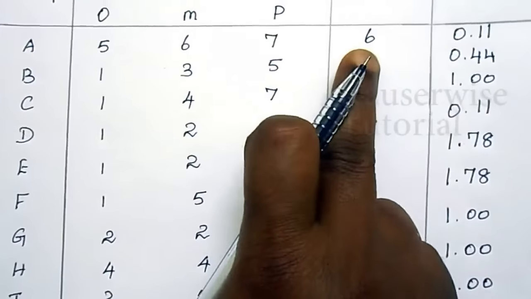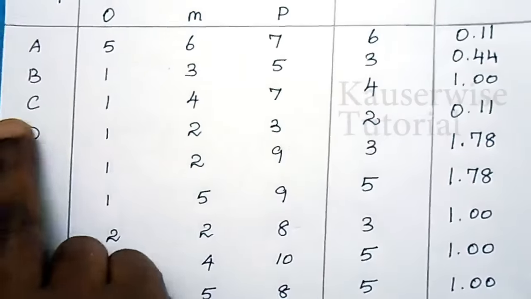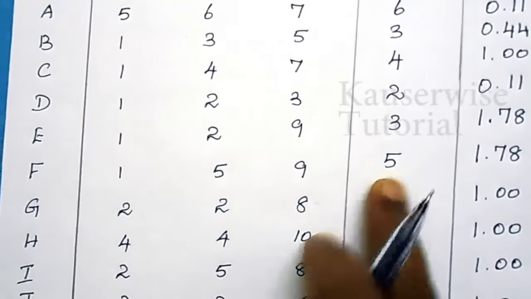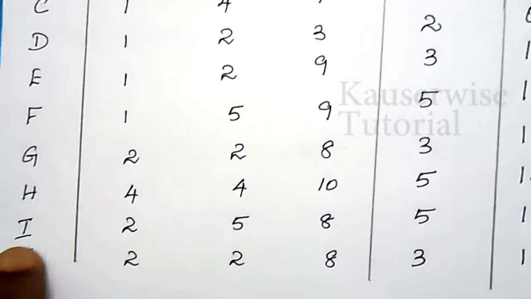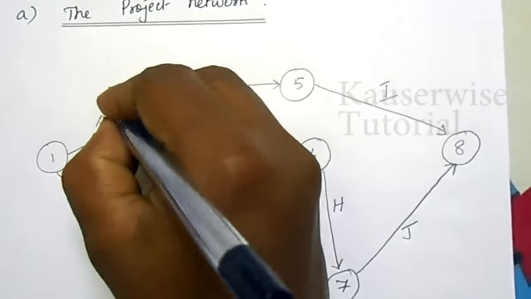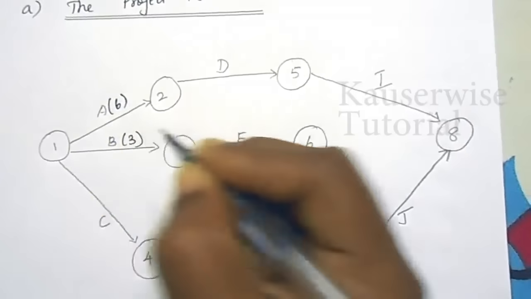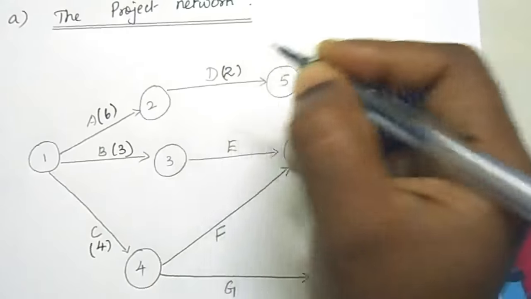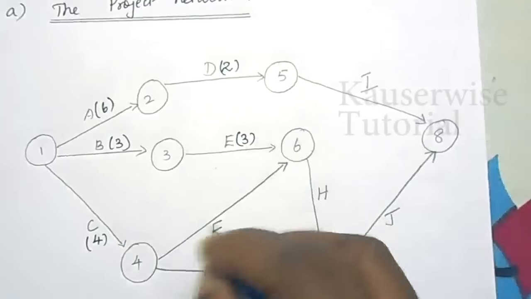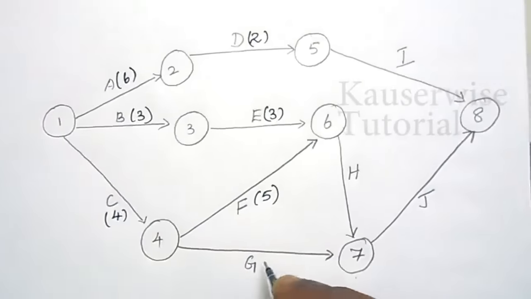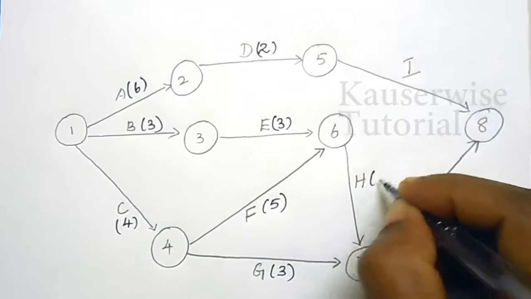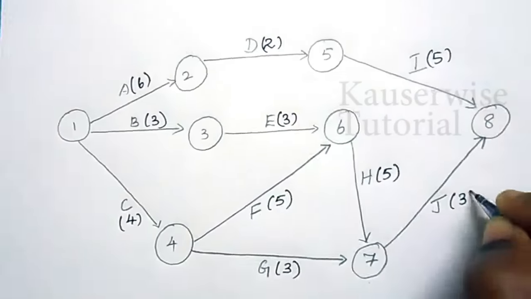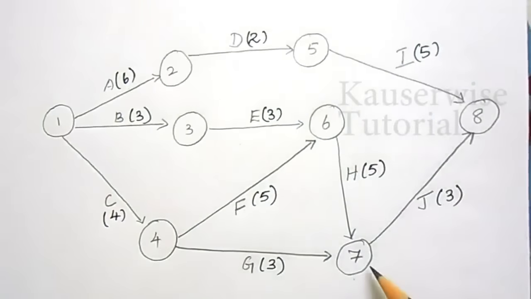For activity A, duration is 6 weeks. For B, 3. For C, 4. For D, 2. For E, 3. For F, 5. For G, 3. For H, 5. For I, 5. For J, 3. For A, 6 weeks. For B, 3 weeks. For C, 4 weeks. For D, 2 weeks. For E, 3 weeks. For F, 5 weeks. For G, 3 weeks. For H, 5 weeks. For I, 5 weeks. For J, 3 weeks.